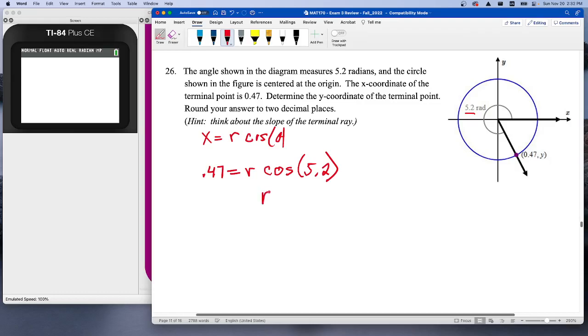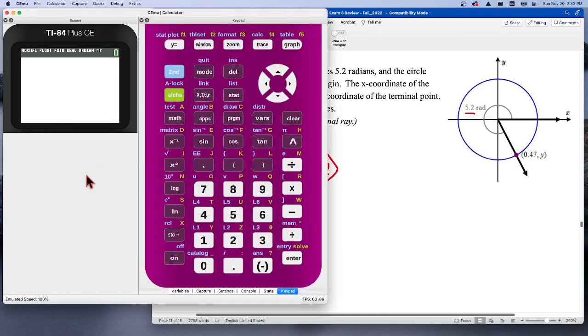So r is going to be equal to, dividing both sides by cosine of 5.2, 0.47 divided by the cosine of 5.2. And I like to do these all at once so that rounding is less of an issue. So 0.47 divided by the cosine of 5.2. Now remember, it's going to tell us what the radius is. We might say, oh, that's close enough to 1, but it's not exactly 1, and this will make a difference.